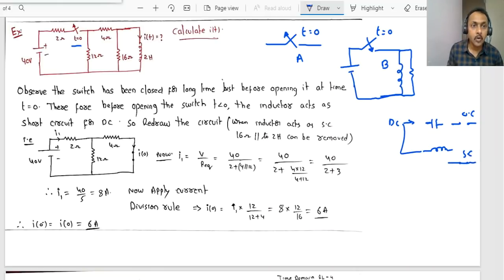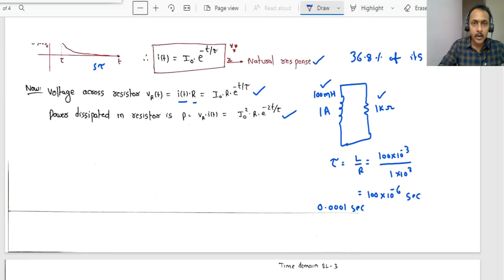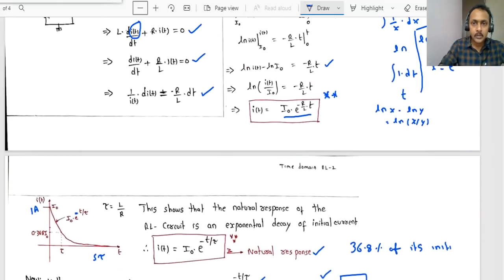Now, just before opening the switch, whatever the current is flowing in this short circuited path, that current will now act like an initial current. Very, very important. Dear students, please don't get confused at this point, because our target is to calculate i(t). Now i(t) we are very much clear. We won't start again deriving that entire derivation. i(t) equals I naught into e power minus t by tau, or in terms of R and L, e power minus R by L into t.